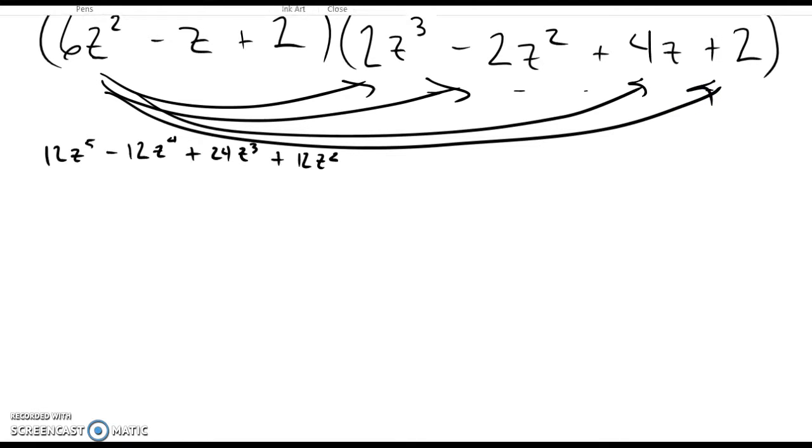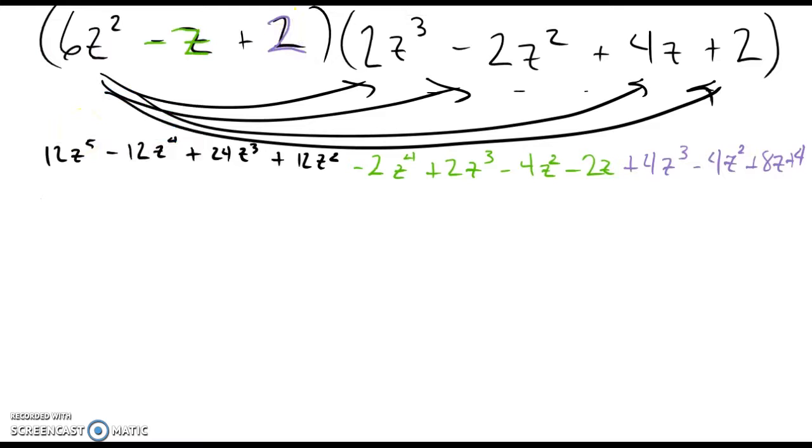I distributed my first term, and there it is. Now I'm going to go ahead and distribute my second term, this negative z, and I'm going to pause it again. And I just distributed the second term in the trinomial, and now I'm going to distribute the third one. And I'm going to do this one in purple, it's just a 2. And finally I'm going to combine like terms.